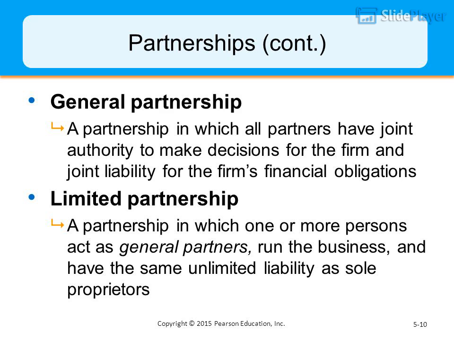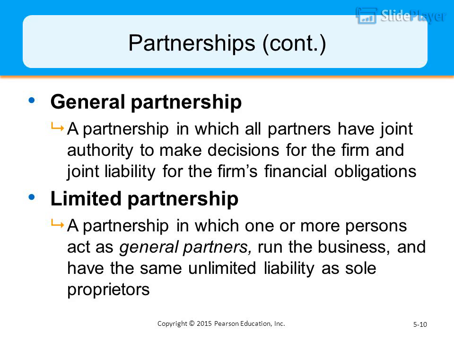Partnerships, continued. General partnership: a partnership in which all partners have joint authority to make decisions for the firm and joint liability for the firm's financial obligations. Limited partnership: a partnership in which one or more persons act as general partners, run the business, and have the same unlimited liability as sole proprietors.